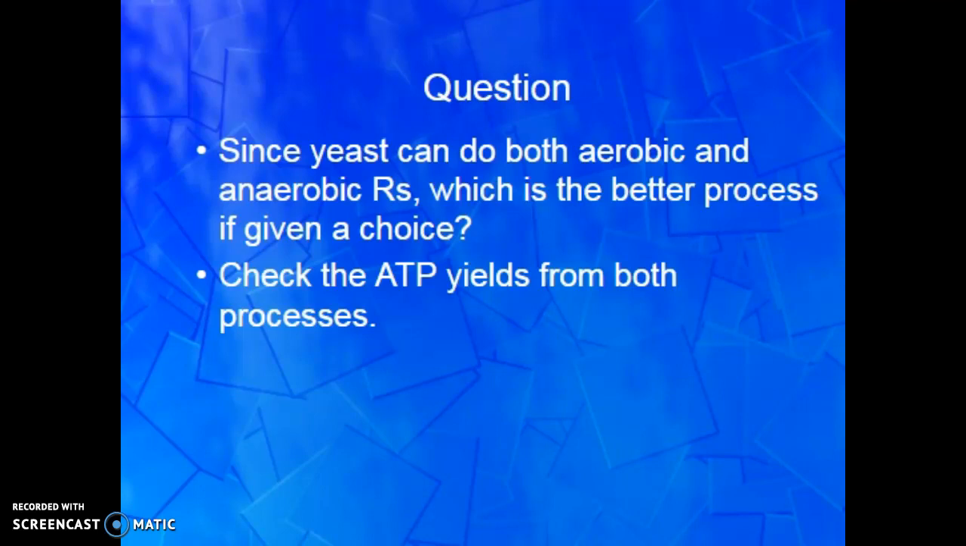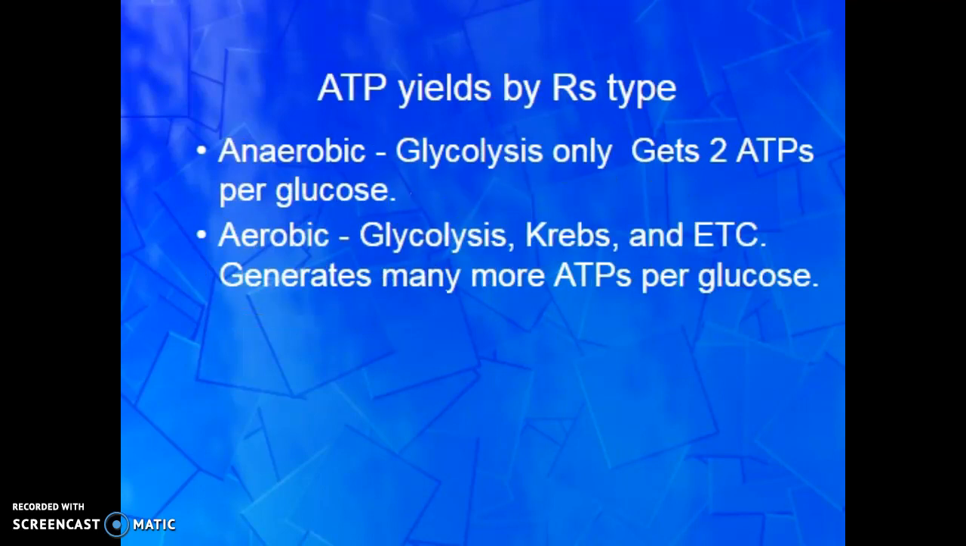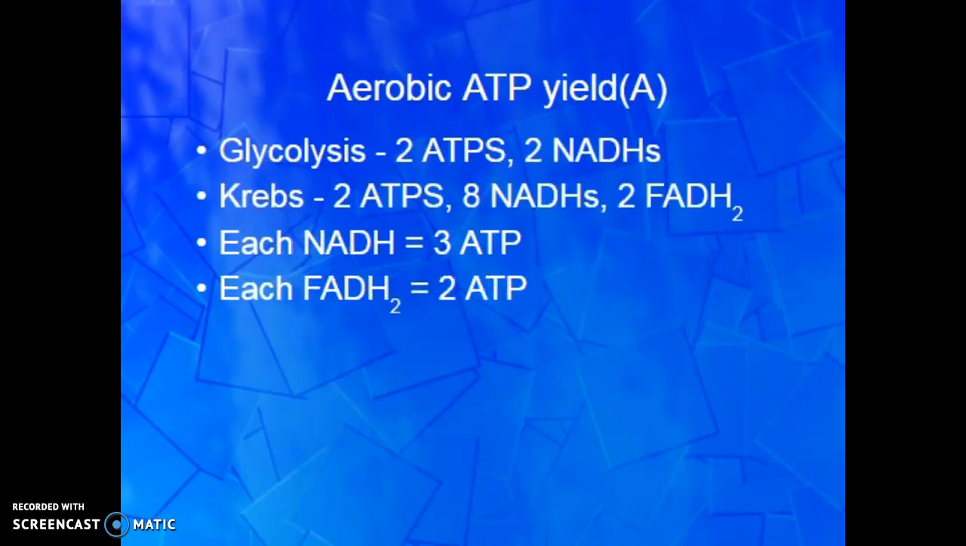Which is the better process? If they can do both, which one are they going to do when they can choose? If we look at anaerobic respiration, glycolysis is only going to produce 2 ATPs per glucose, where aerobic we're going to produce essentially 36 molecules of ATP. And here's the math behind that. I've got another slide that will really wrap it all together.